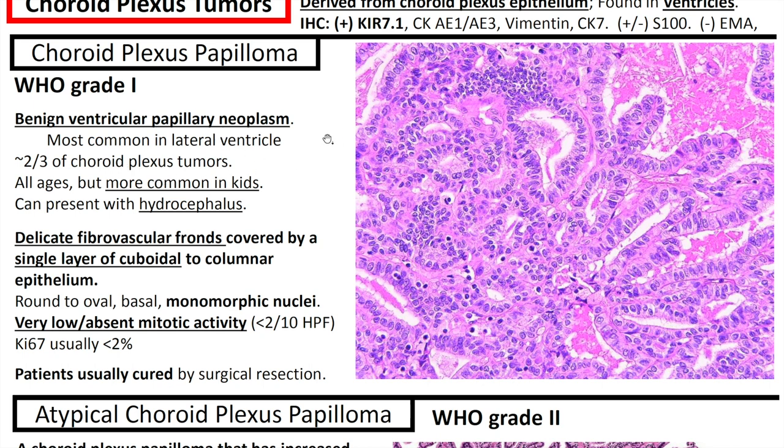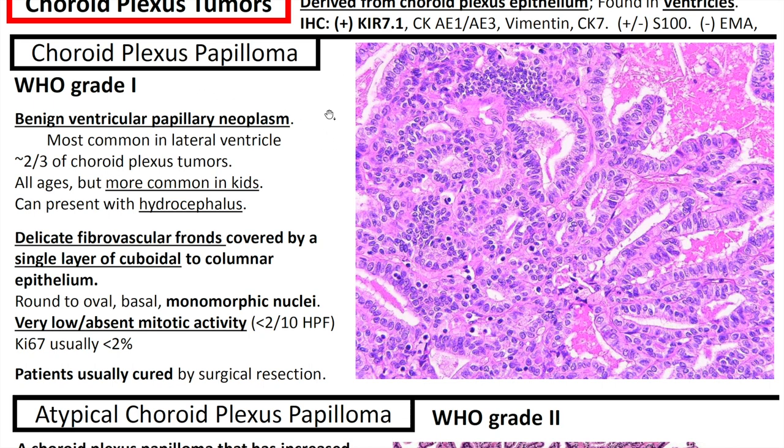So big picture, I think of choroid plexus entities on a spectrum from papilloma to atypical papilloma to carcinoma, or choroid plexus carcinoma. Papilloma obviously being on the lower end, lower mitotic rate, lower grade, and carcinoma being the worst as far as mitotic rate and prognosis.